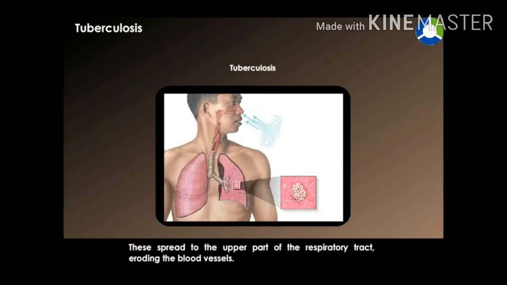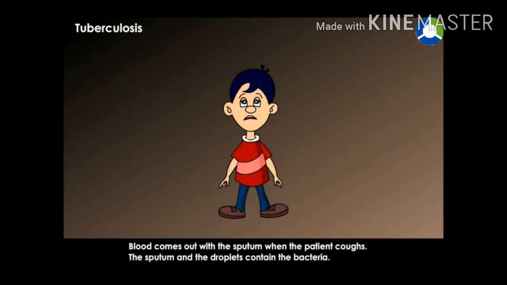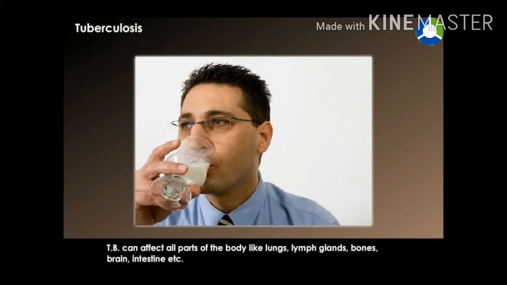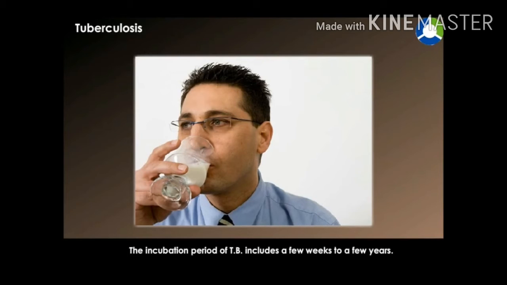These spread to the upper part of the respiratory tract, eroding the blood vessels. Blood comes out with the sputum when the patient coughs. The sputum and the droplets contain the bacteria. Milk from infected cattle contains this bacteria. Drinking the milk without boiling can infect a person with the TB bacterium. TB can affect all parts of the body like lungs, lymph glands, bones, brain, intestine, etc. The incubation period of TB ranges from a few weeks to a few years.